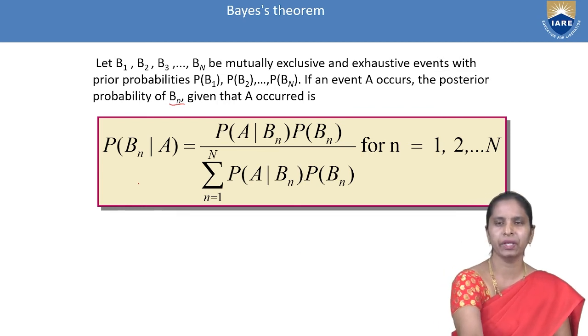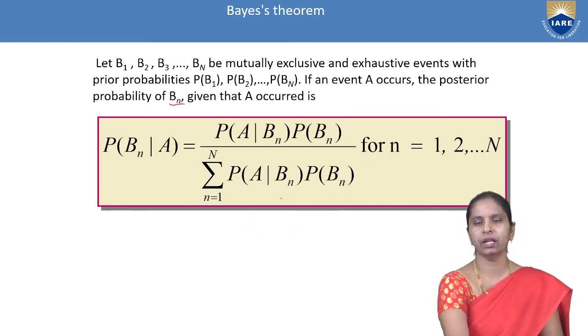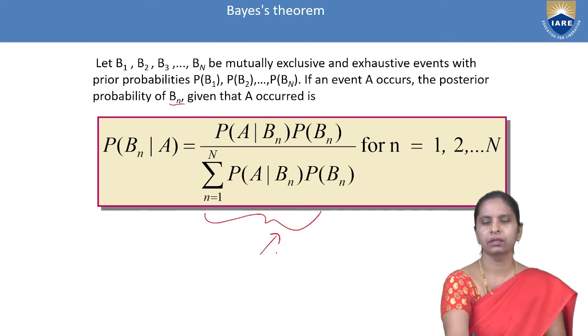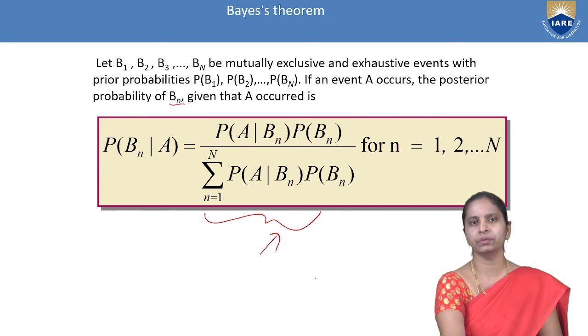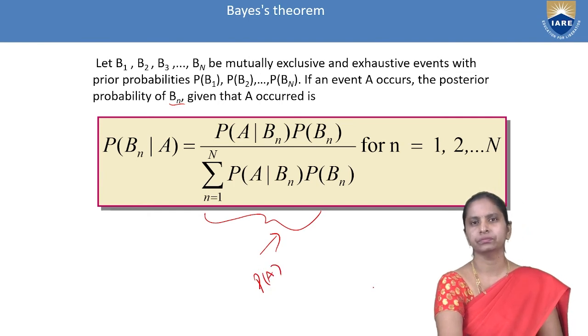Then P of Bn given A equals P of A given Bn into P of Bn, divided by the sum over n equals 1 to n of P of A given Bn into P of Bn. The denominator, the sum of P of A given Bn into P of Bn, we have already seen; it is nothing but the total probability P of A. So this is the Bayes theorem. Now let us prove this Bayes theorem.